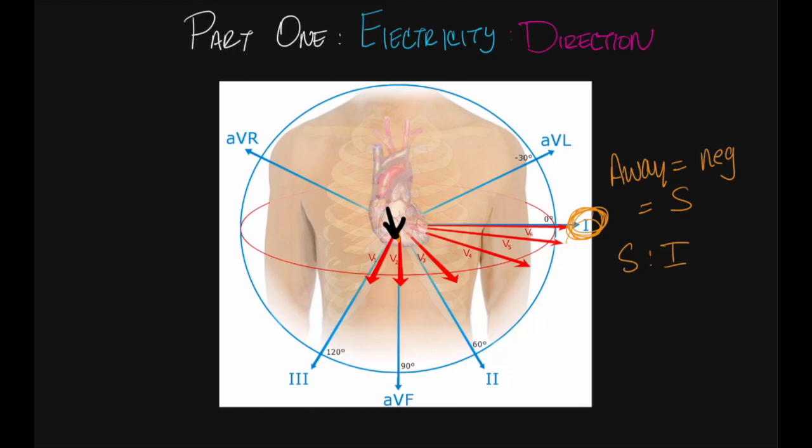If the electrical vector moves towards that right ventricle, then we notice that the right-facing precordial leads, towards equals positive equals R waves. So we get an increase in R in those right-facing leads.